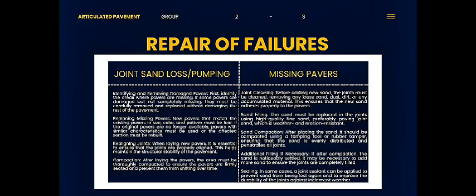pavers with similar characteristics must be used or the affected section must be resurfaced. For missing pavers: joint cleaning and sand filling, sand compaction and additional filling if necessary, and sealing. In some cases, a joint sealant can be applied to prevent sand loss and to improve the durability of the joints against inclement weather.